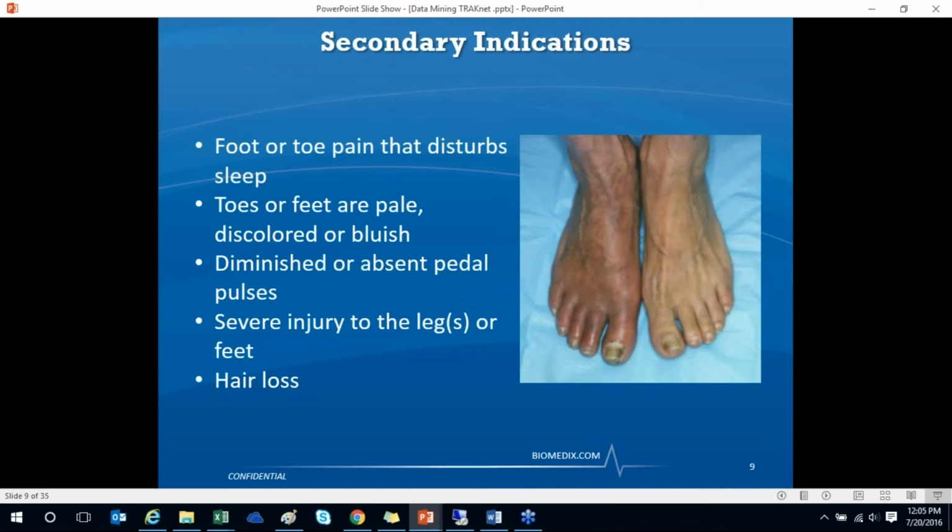Here are some other secondary indications for peripheral arterial disease. Patients that complain of foot or toe pain, especially when they're sleeping. Patients that have toes or feet that are pale, discolored, or bluish. Your patients with diminished or absent pulses. Patients that have had a severe injury to the legs or feet. And those that have diminished or absent hair growth.